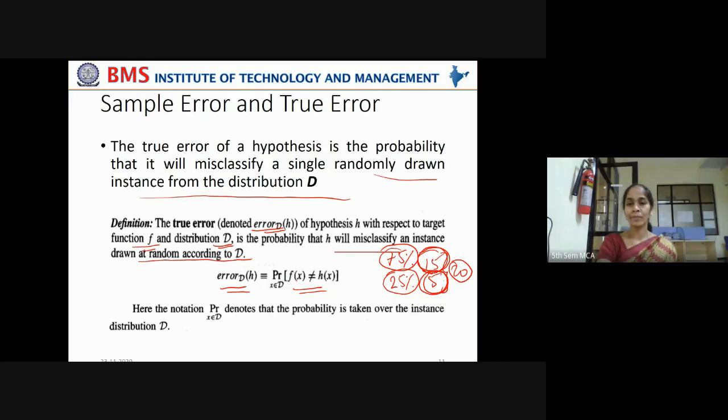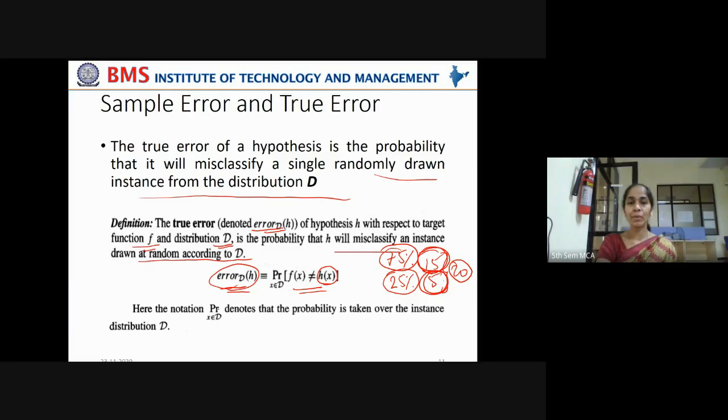The probability of f of x, the target label, not being equal to the label predicted by the hypothesis, the label predicted by the machine learning model. When I say machine learning model, it is operating according to a hypothesis, right? That is why we write h of x for the predicted label. Now, if both are not equal, then some error has occurred in the classification. Now, what is the probability of that error? That is your true error.